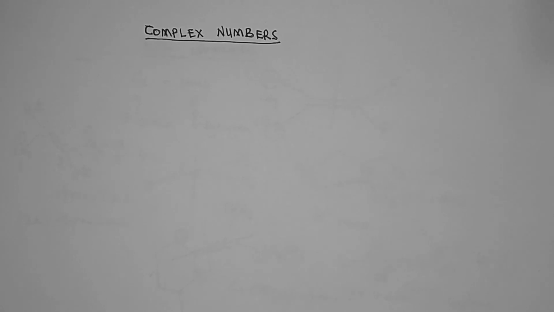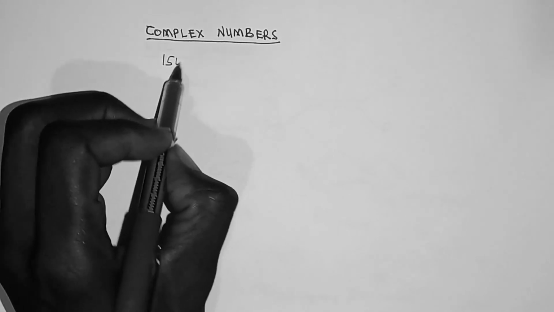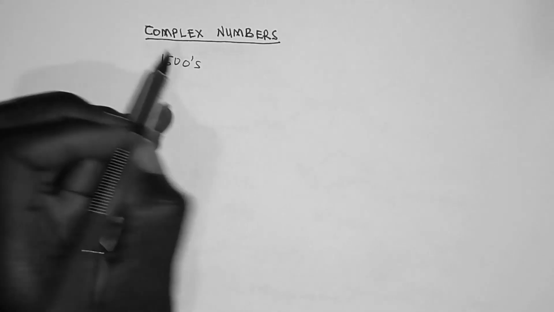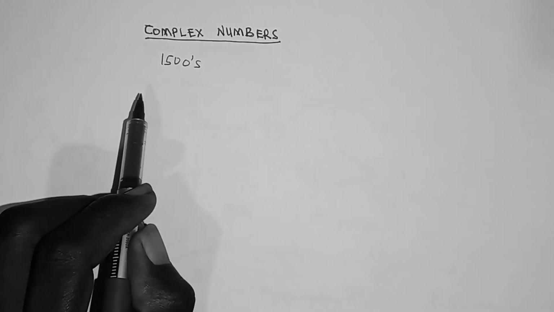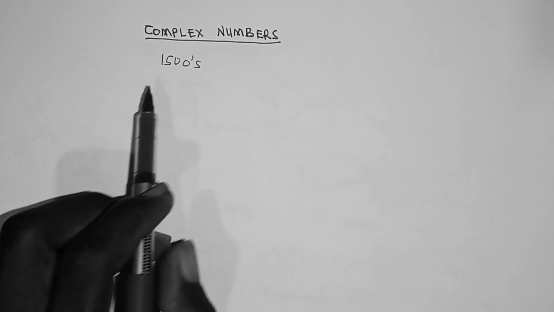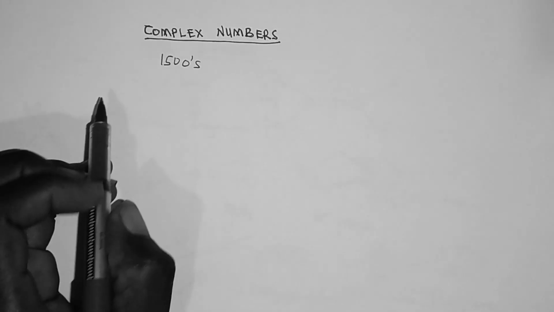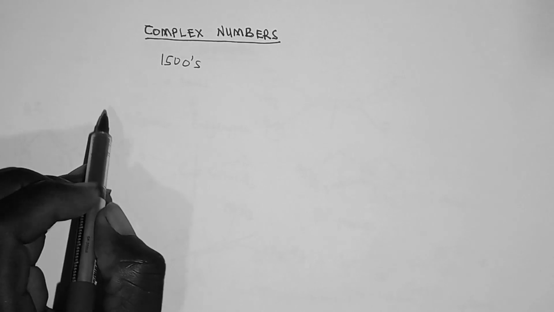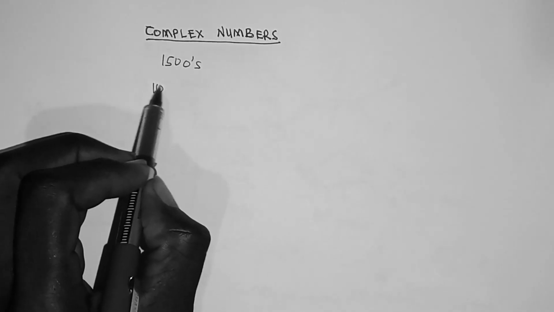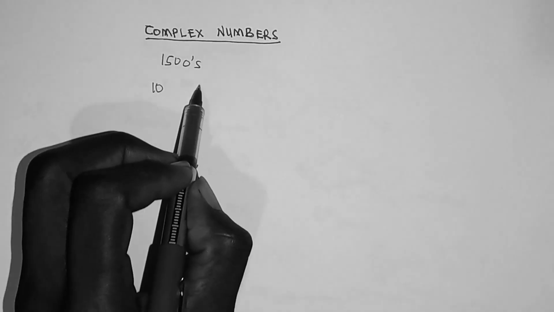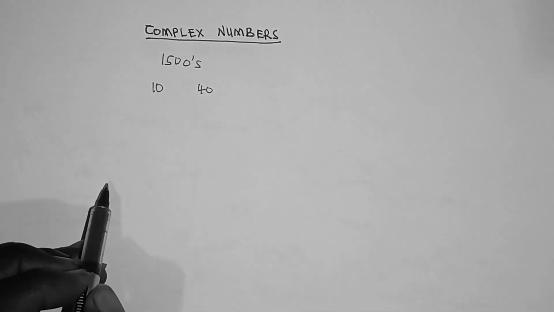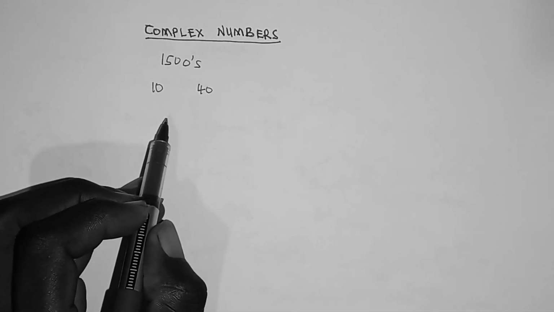In this video, we are going to talk about how to add, subtract, multiply, and divide complex numbers. In the 1500s, a certain mathematician attempted to solve a question. The question was: find two numbers whose sum is 10 and whose product is 40. So let's try solving the question.